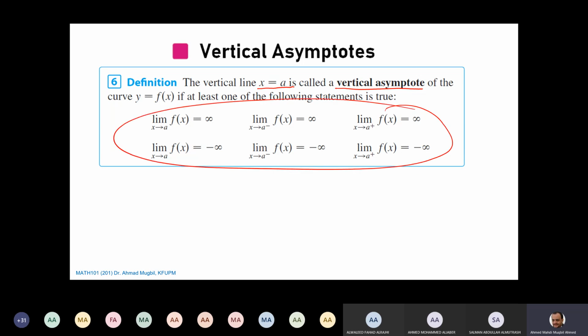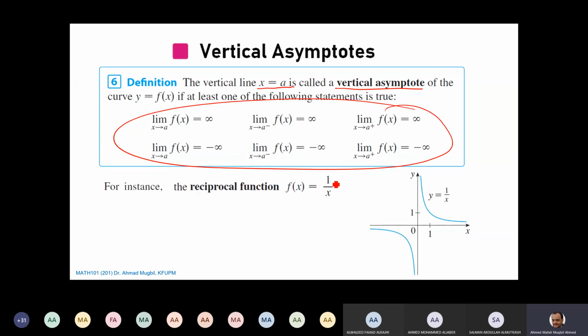If the limit of the function is infinity or negative infinity, or if it is from the left infinity, or from the right infinity or negative infinity. So in short, if the limit of the function when x approaches a, or from the right, or from the left, equals positive or negative infinity, in this case, if one of these 6 cases happens, then we have a vertical asymptote at x equals a.